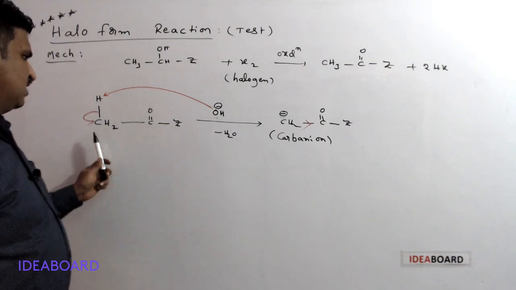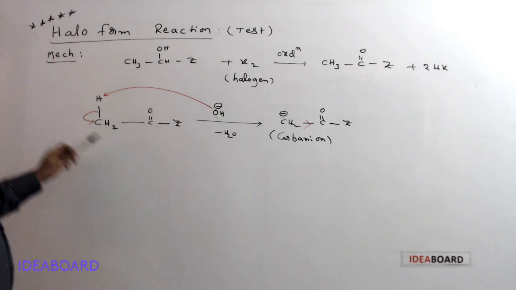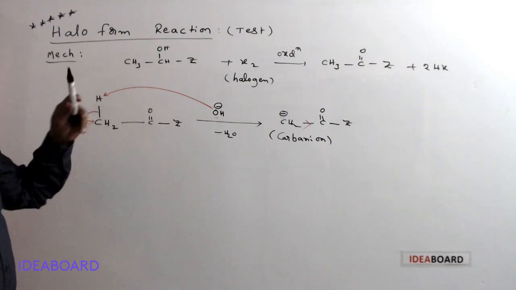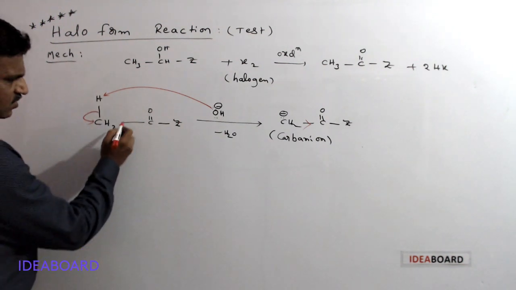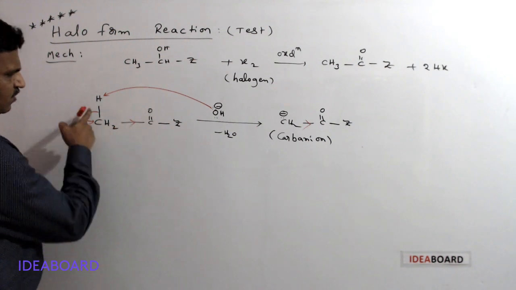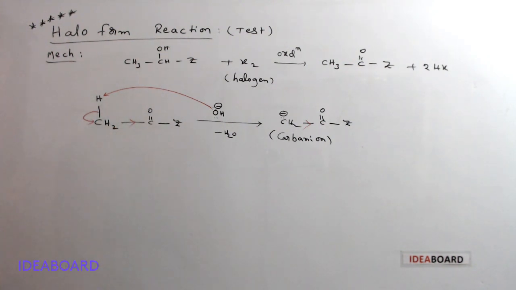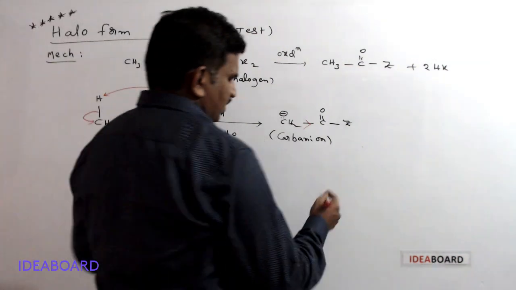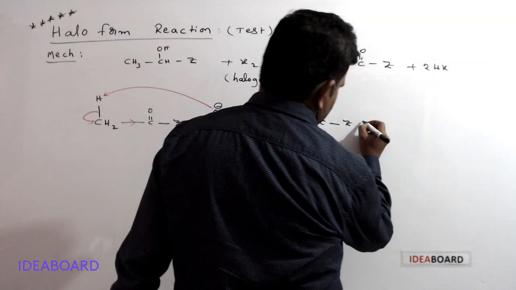Okay, so it can give the proton easily, or this hydrogen becomes more acidic due to the electron withdrawing group. Due to the electron withdrawing group, this is becoming a more acidic hydrogen. So it gives it easily and forms a carbanion. Okay, in the next step, what happens?